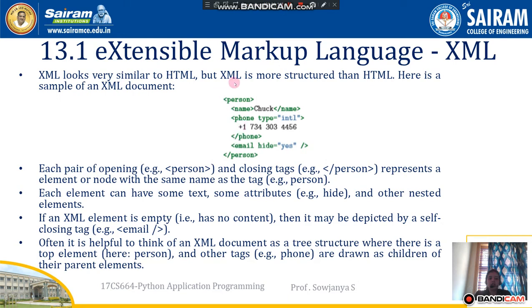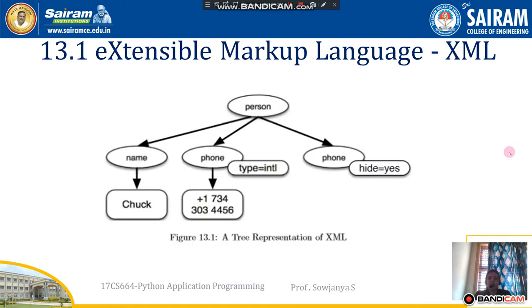elements. So here the top element will be person, and this can be considered the parent, and the other child elements can be phone or email or anything. So this is more basic information about XML.